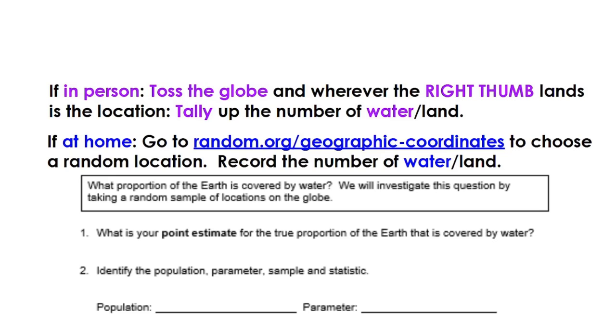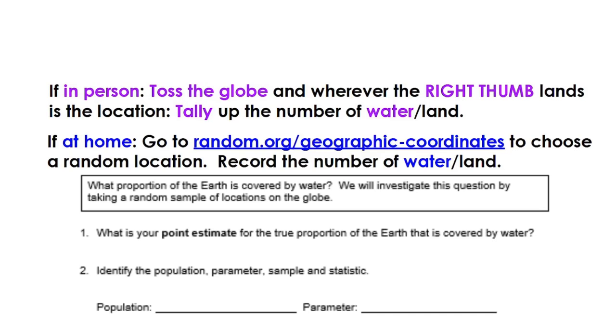And so we'll be selecting random locations with our right thumb, determining if it's water or not, and then we'll calculate a point estimate for that proportion. So then we'll use that to create an interval of plausible values. If we're at home, I want you to go to random.org/geographic coordinates to choose a random location, and then we'll have a Google form for you to enter this into, and we'll just see what proportion of our class got water as their location and what proportion got some on land.